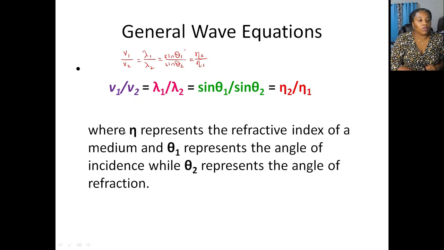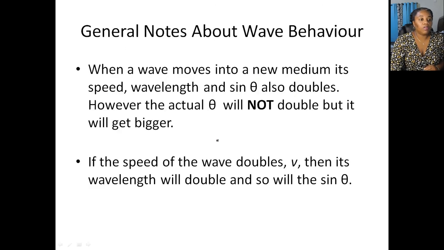Where n represents the refractive index of a medium, theta 1 represents the angle of incidence, while theta 2 represents the angle of refraction. When a wave moves into a new medium, its speed, wavelength, and sine theta also double. However, the actual theta will not double, but it will get bigger, right? So it's just the sine theta that will double, but the actual angle will not double. If the speed of the wave doubles, then its wavelength will double, and so will the sine theta.